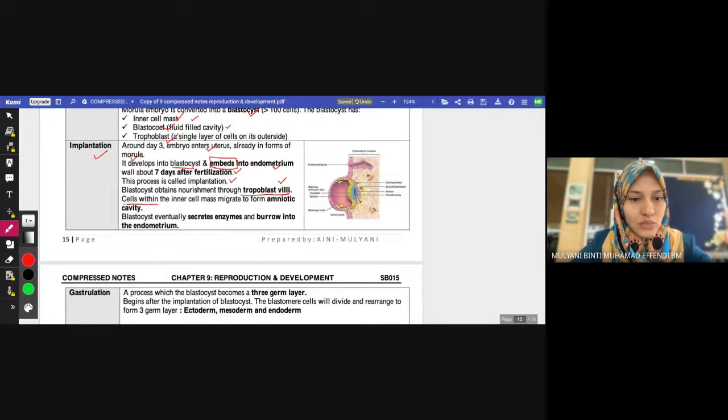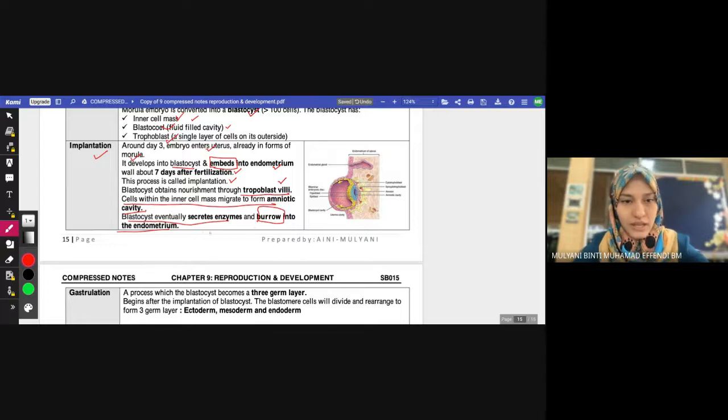Okay, so cells within the inner cell mass migrate to form amniotic cavity. So blastocyst eventually secretes enzyme to burrow. Burrow tu maksudnya, kalau maksud yang biasa tu burrow tu mengorek lah, okay, into endometrium wall ataupun menanam ke dalam into endometrium wall, menempel ke dalam lagi into endometrium wall.